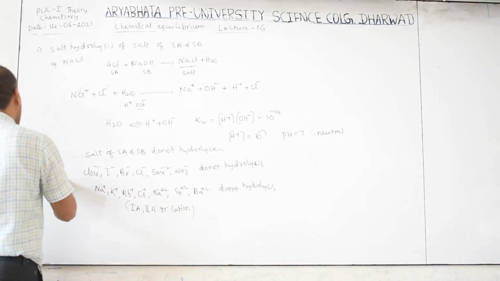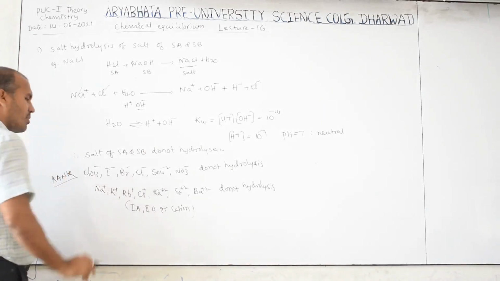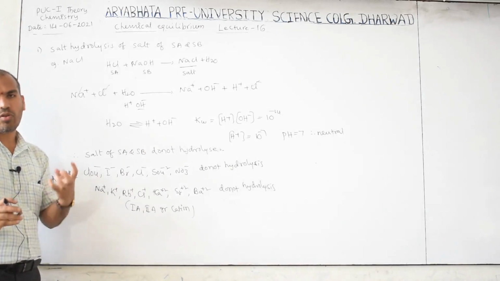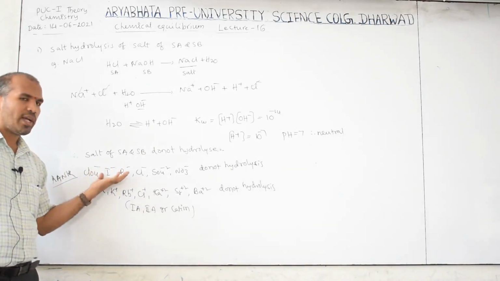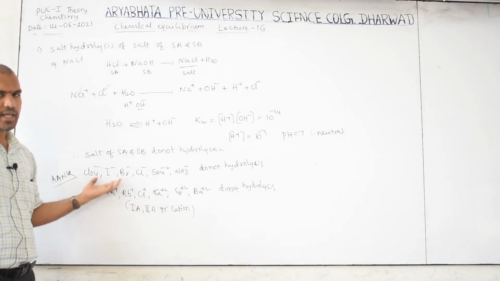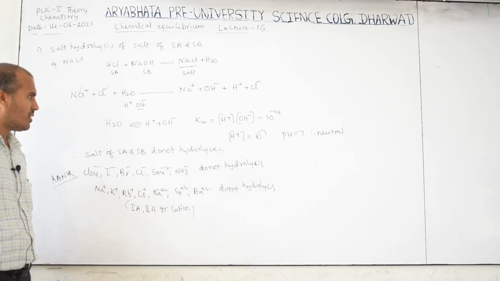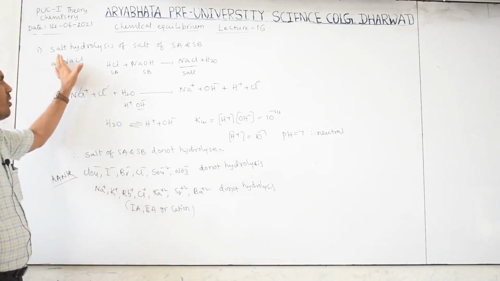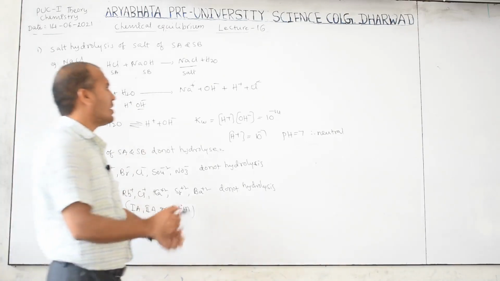This is a rank shortcut. Keep in mind, very important. In competitive exams they may ask the question: which of the following ions do not hydrolyze? So already we know that these are the strong acid anions and these are the strong base cations, so I have already shown that these do not hydrolyze. So keep in mind, one hydrolysis part is completed. Okay, next one.